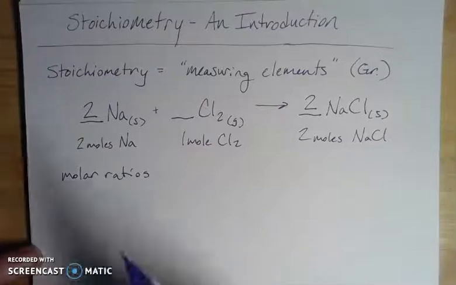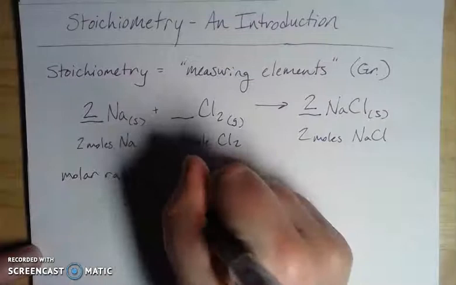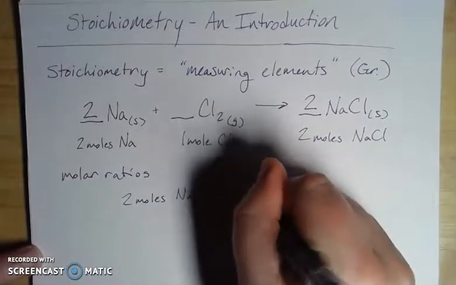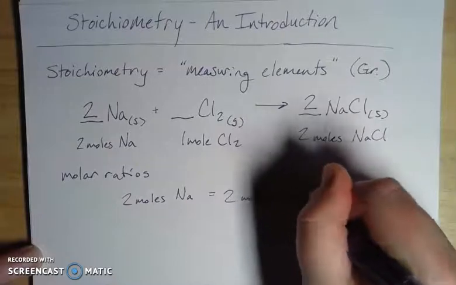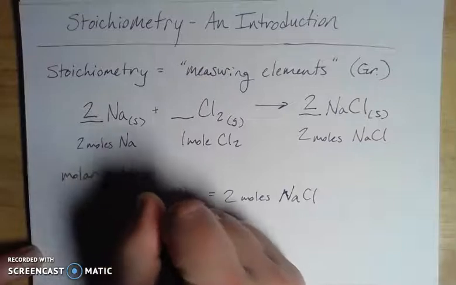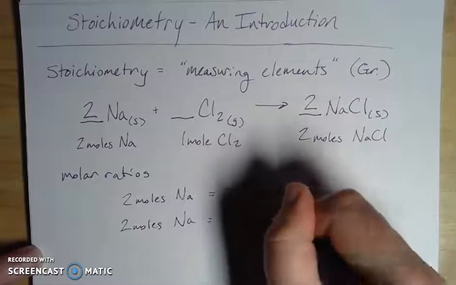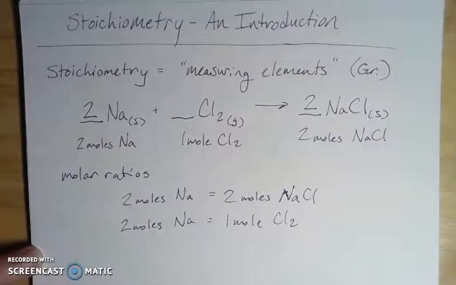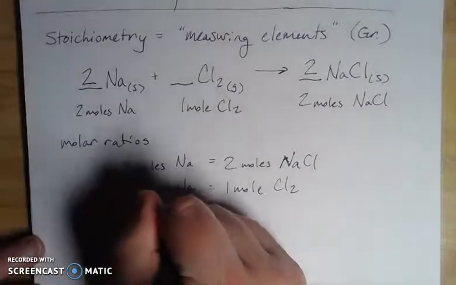Now the molar ratios we can get from this are: for every 2 moles of sodium, I get 2 moles of sodium chloride. Or for every 2 moles of sodium that I react, I need 1 mole of chlorine gas. And we can think about them as equalities, because if we think about them as equalities, then we can use them as unit converters. How exciting for us.